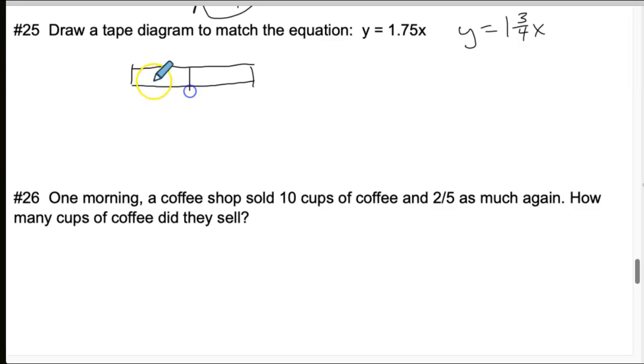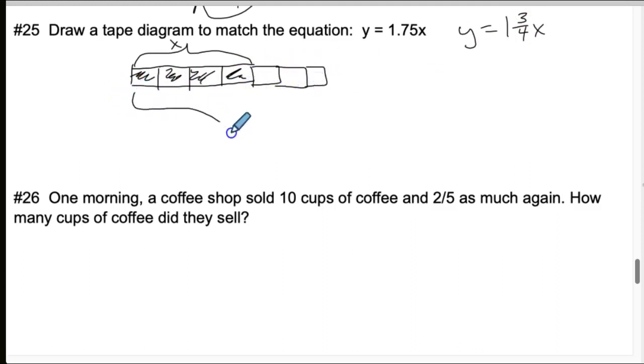So if I cut this one in half, 4 of these pieces are equal to 1 whole x. It says that y is equal to 1 3/4. So y is equal to a whole and 3 more. So I would add 3 more. And this would be my tape diagram for that one. Y is equal to 1 and 3 more out of 4x.